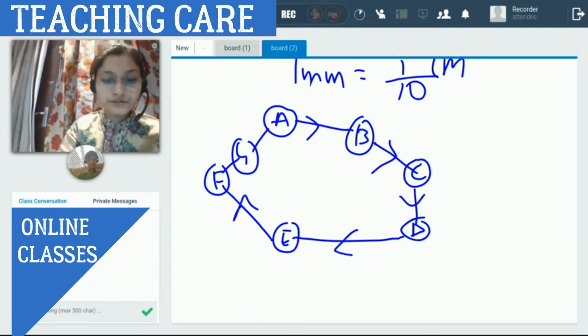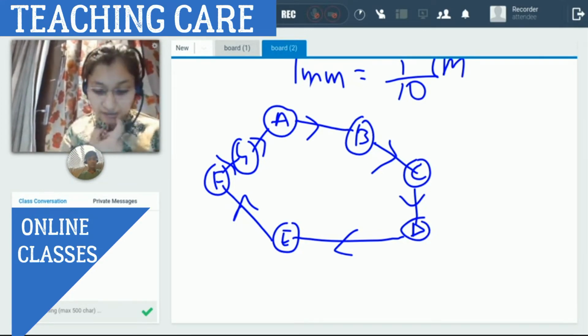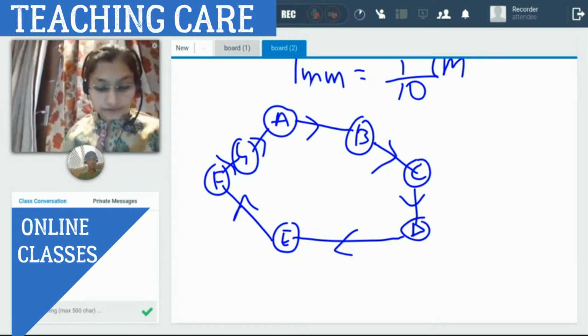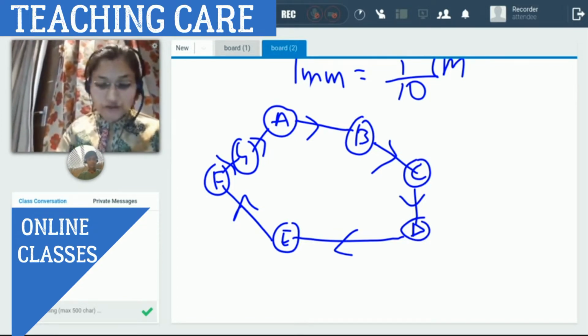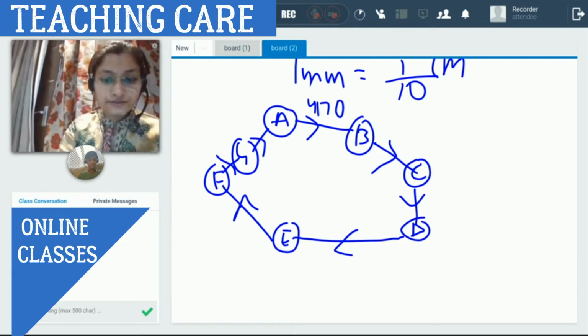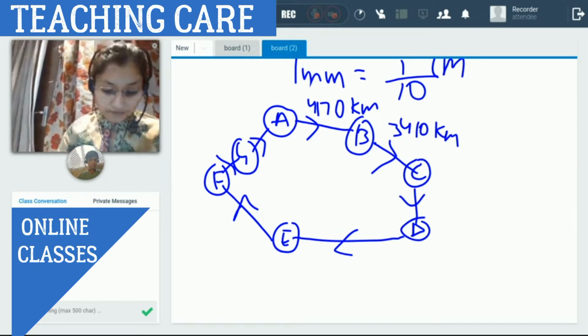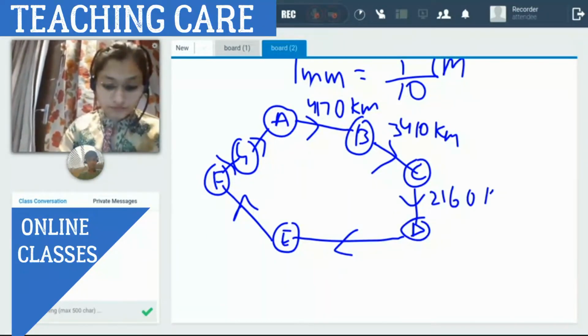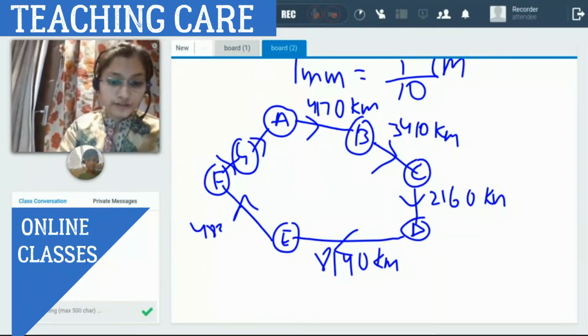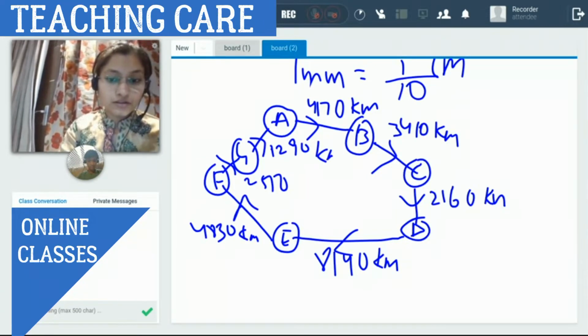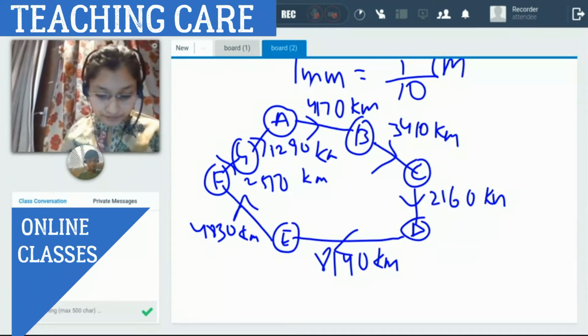This is the path of the bus which it follows from A to B to C, D, E, F, and G, and then again back to A. For each part they have given you the distance traveled. Like this is 4170 kilometer, then 3410 kilometer, 2160, 8140, 4830, 2550, and this one is 1290. Now let's come to the questions.